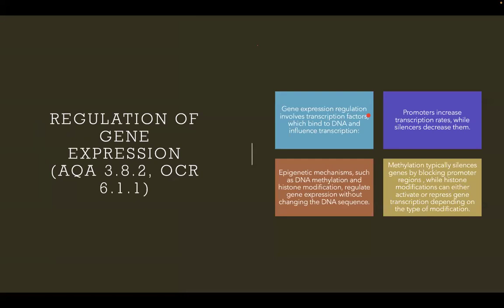Mutations are, of course, impacting the genome, the human genome, and the genome obviously is DNA, which is deoxyribonucleic acid. You guys know the double helix and what DNA looks like. And you need to be aware of how DNA can be regulated and how that influences gene expression. So it's important to note that promoters increase transcription rates while silencers decrease them. That's something for both OCR and AQA.